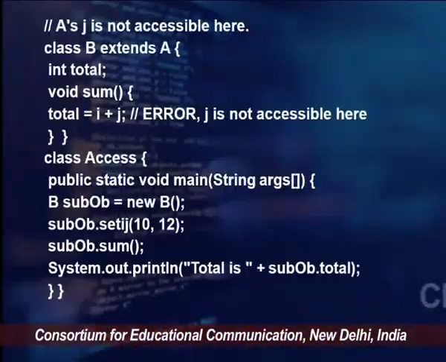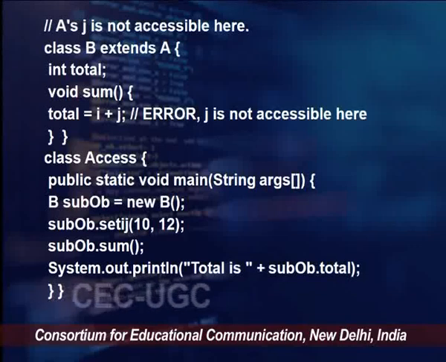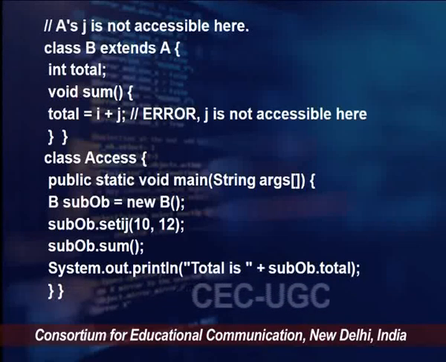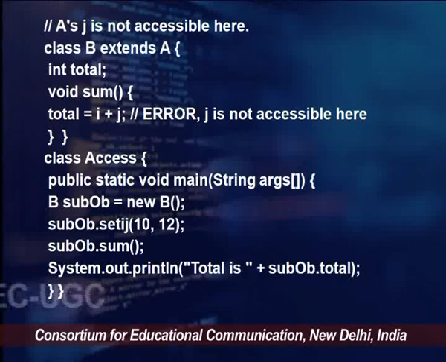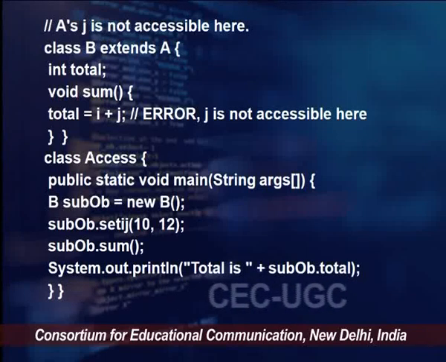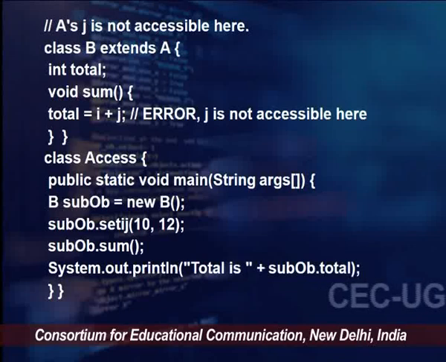That means the value of x is being assigned to i and the value of y is being assigned to j. Now here comes into the picture a class B, which is going to extend class A. So now you must have understood by this time that class B is a subclass and class A is a superclass, and class B is extending A.